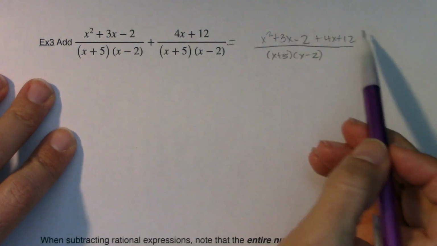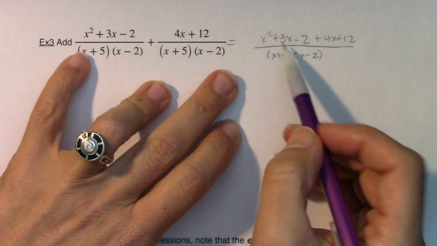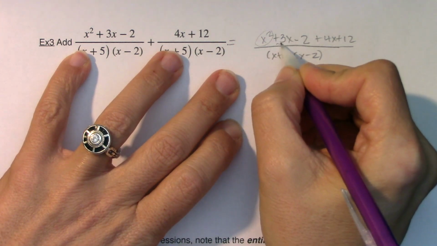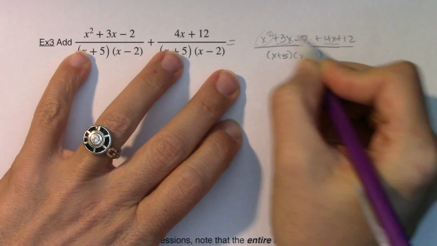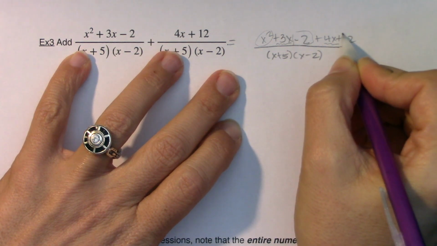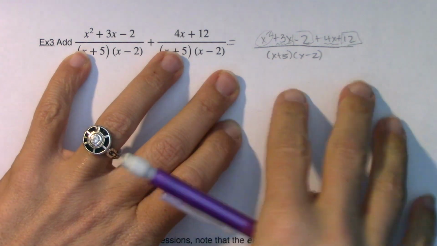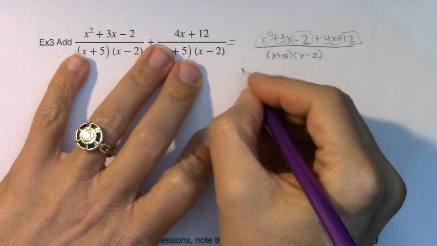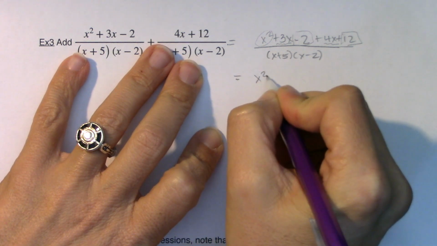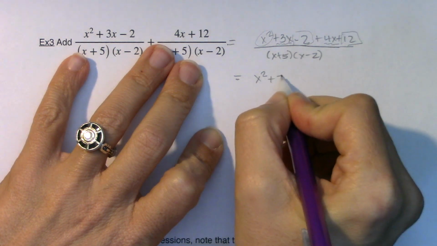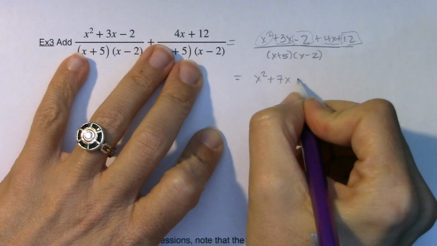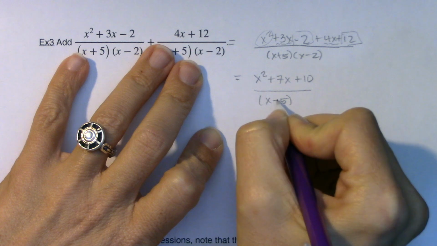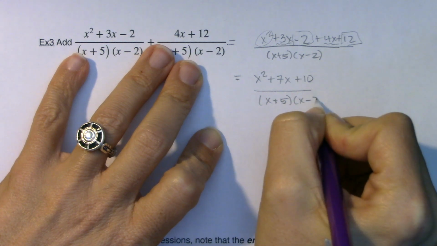All right, so once I do all of this, it's just a matter of collecting like terms. So as I go through this, I've got an x squared. I don't see any other x squareds. I see a linear term with 3x and 4x, and then I see constants with -2 and positive 12. So those are the terms that I can combine. So if I start to break this down, what do we have here? We have x squared. All right, 3x and 4x is 7x. -2 plus 12 is 10. And then I've got this over x plus 5, x minus 2.